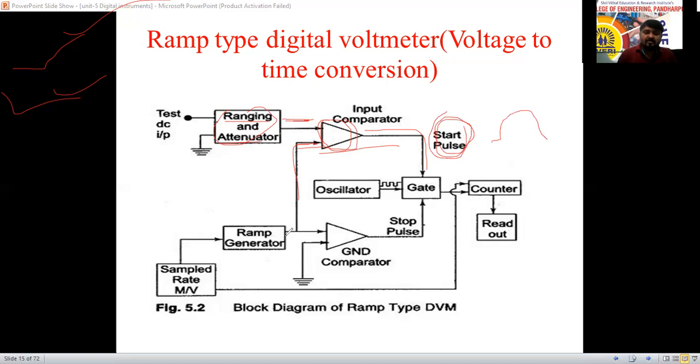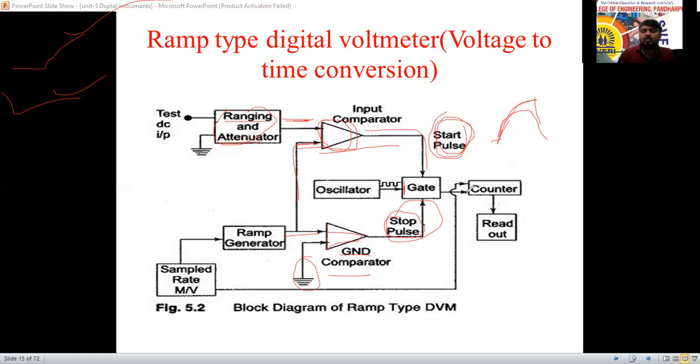The ramp signal, the other output, is given to the ground comparator, which compares it with respect to the ground. When the ramp signal reaches its value, it is brought back to zero. On that condition, the stop pulse is produced by this comparator. This stop pulse closes the gate from the oscillator. If the gate is closed, then there is no output at all, and the count stops increasing.